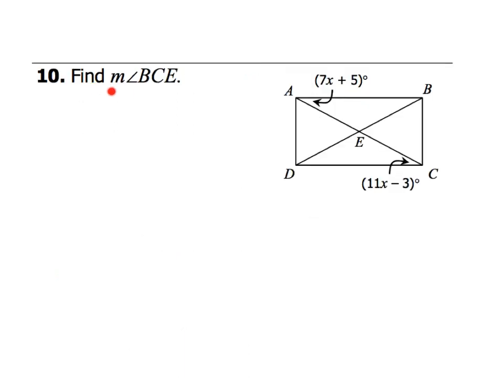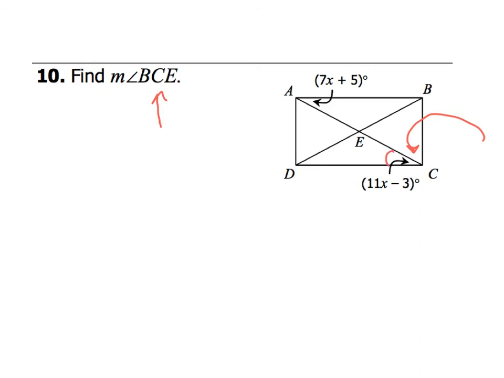Here we must find the measure of angle BCE. We always want to concentrate on the letter in the middle, that's the vertex. So if we go from B to C to E, what we're talking about is this part of the angle right in here. So let's see what we can do with that.